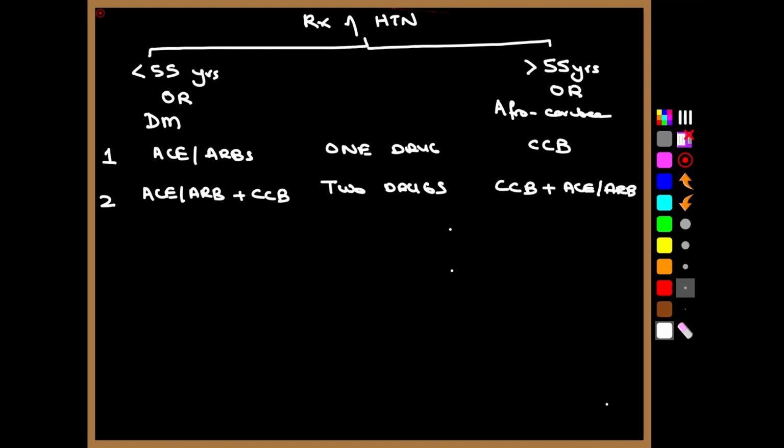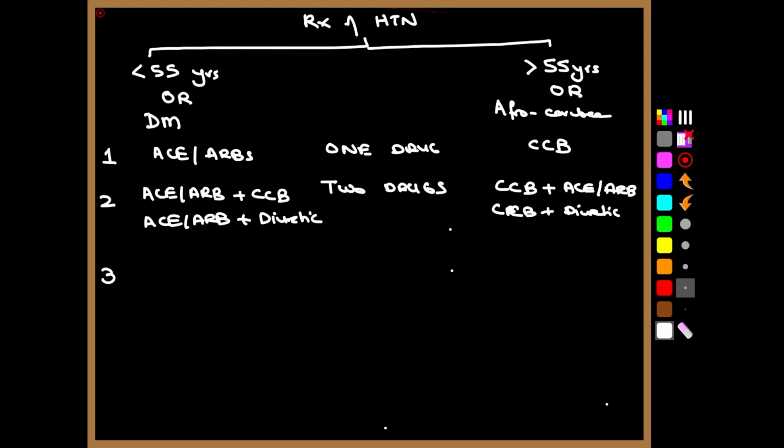Now, either you can do that, or if you had an ACE inhibitor or an ARB and you decided to jump off the calcium channel blocker, you added a diuretic instead. Similarly, if you had a calcium channel blocker, you added a diuretic along with. Either way, you've got two drugs at step 2.